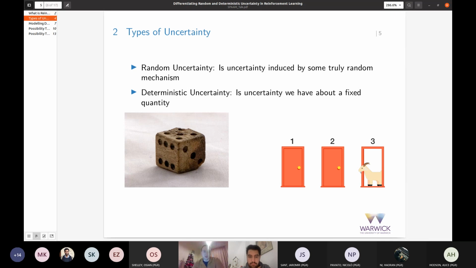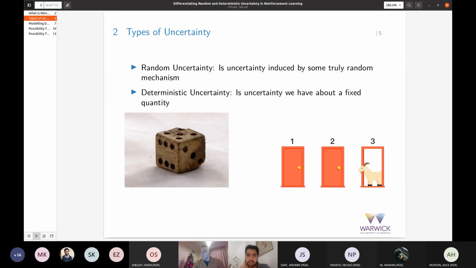And systemic or deterministic uncertainty is uncertainty we have about fixed quantities. So if all three of those doors were closed and there's a goat behind one of them, you are uncertain about where the goat is, but where the goat is not inherently random. The goat is behind one of the specific doors. There's no superposition goat hiding somewhere.